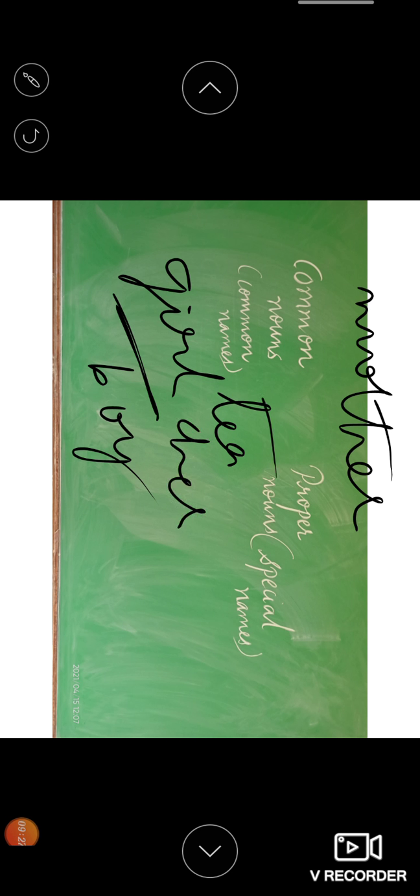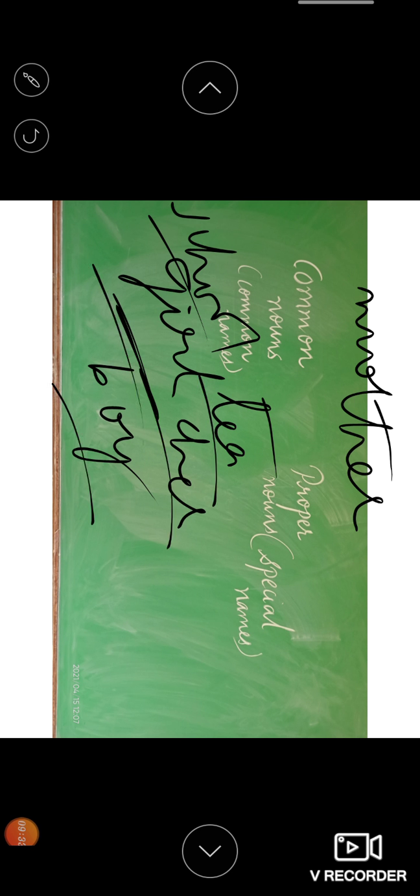Okay, then comes school. So these are all common words which we use. They are not special names actually; commonly we use these words. So when I ask, what is your friend's mother's name? Then you have to write, for example, Radha. Radha is your friend's mother's name, so Radha is a special name there.